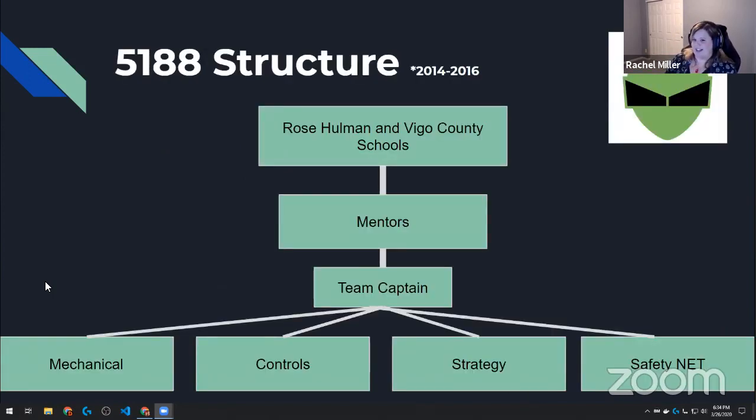Now, okay, this is the actual structure for 5188, from 2014 to 2016, when I was the lead mentor. I think it's pretty similar now, but this is a good basic structure if you want to look at it from an organizational chart standpoint. Again, if your team is really being a success and creating that engaging culture for everyone, this should not matter. It shouldn't matter exactly which role you're in, but it should be a guiding force for how you function. So Rose Holman and the Vigo County School Corporation were the top for us. And then we had our mentors, who at that time were pretty much all college mentors.